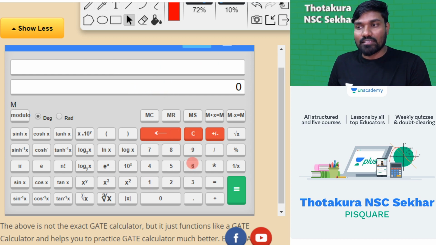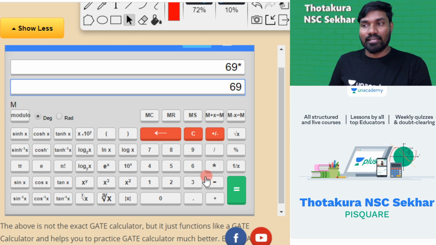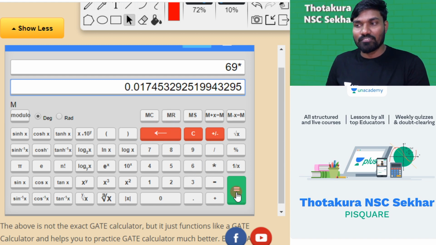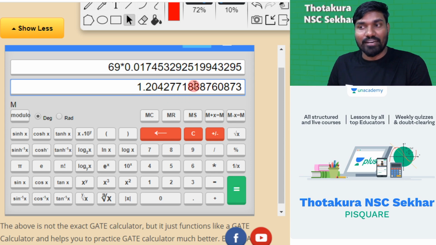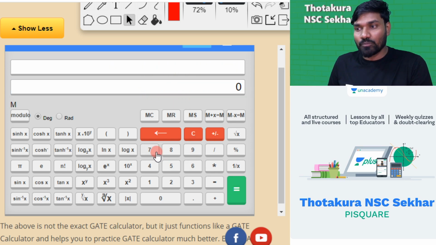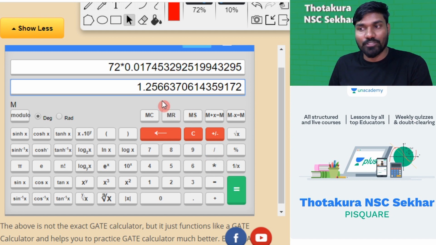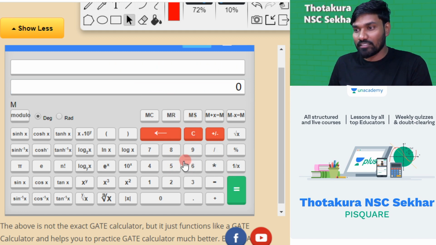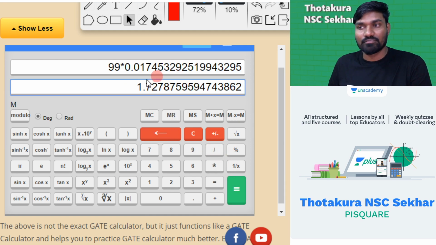Suppose I want to convert 69 degrees into radians. 69 into memory recall, and press equals for the final result. You want 72? 72 into memory recall, equal to, that's it. You want 99? 99 into memory recall, that's it. So this is how you can effectively use the memory function.